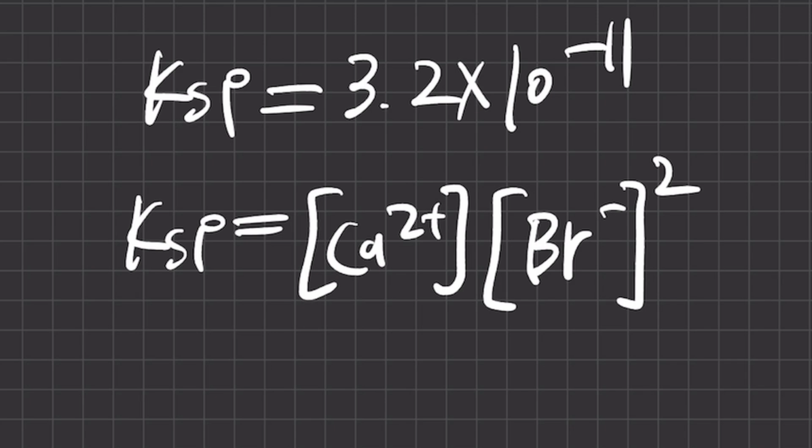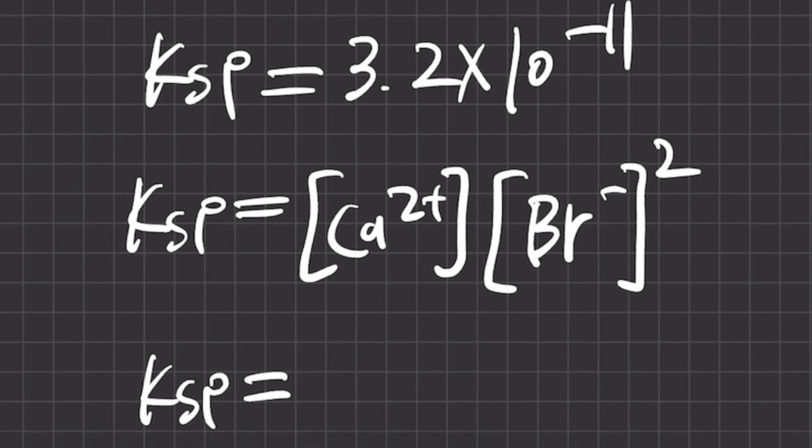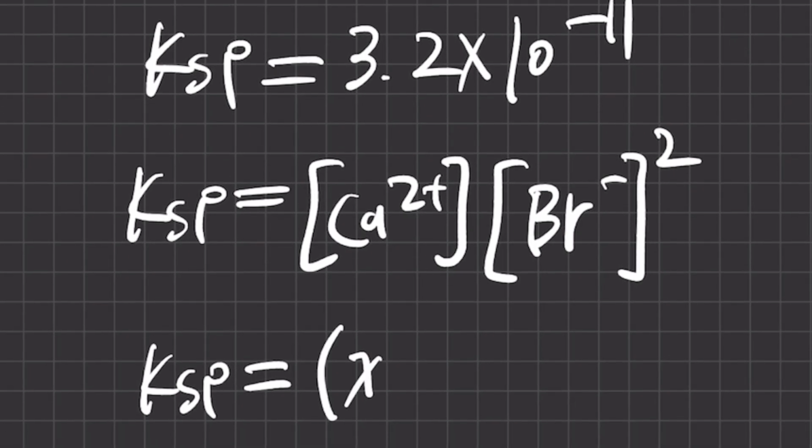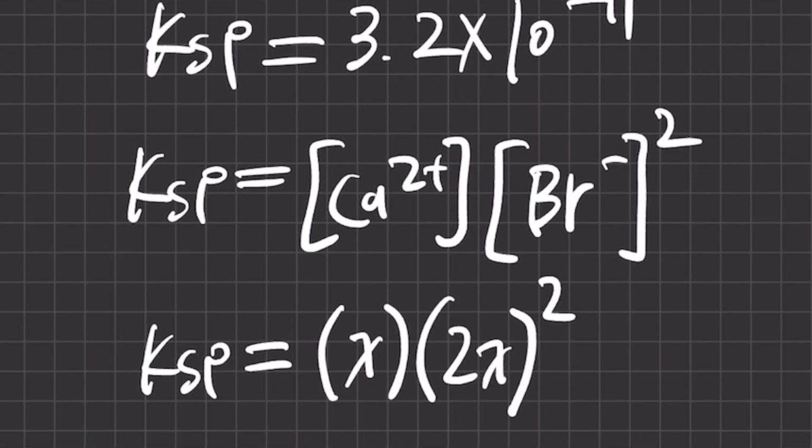This part is really important. Because the coefficient of calcium bromide is 1, and for calcium ion is also 1, and only the bromine ion has 2, the solubility calculation should look like KSP is equal to, let's set the solubility as x, the variable x times 2x squared.